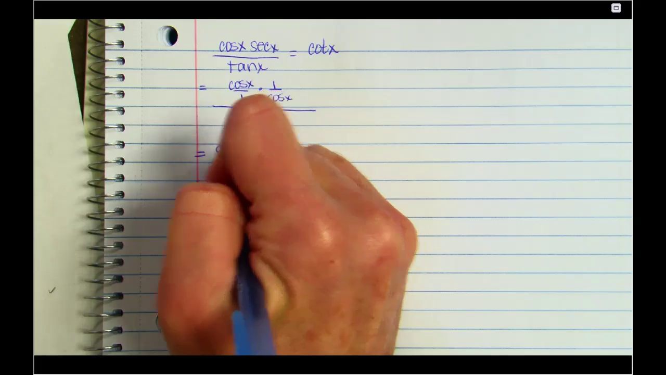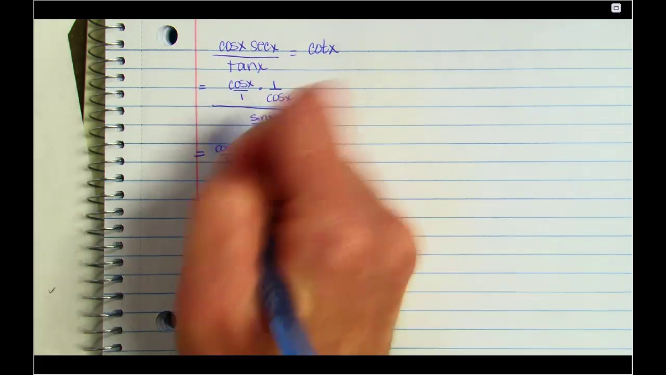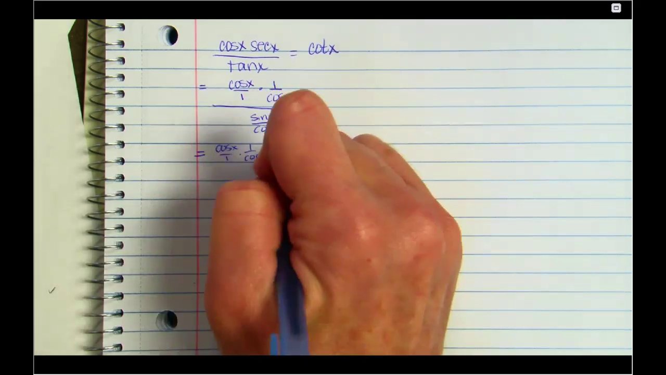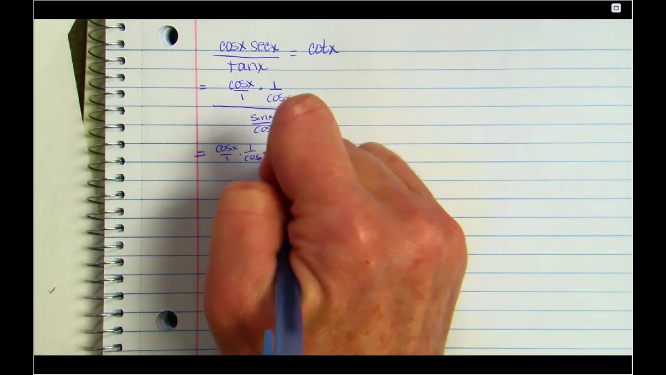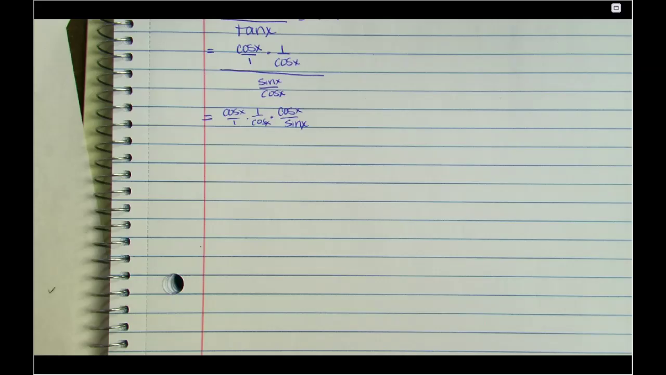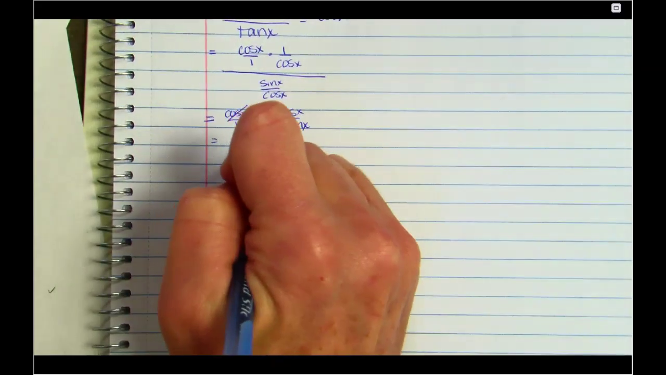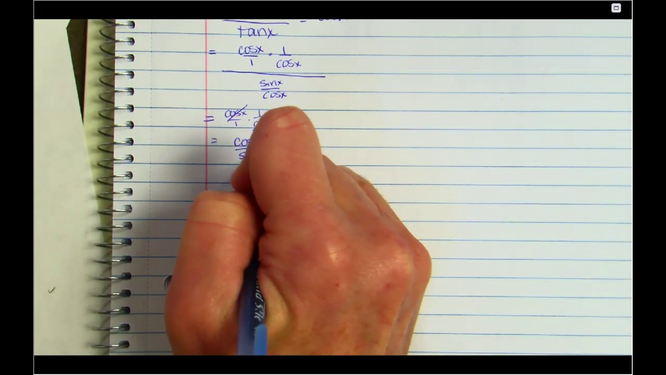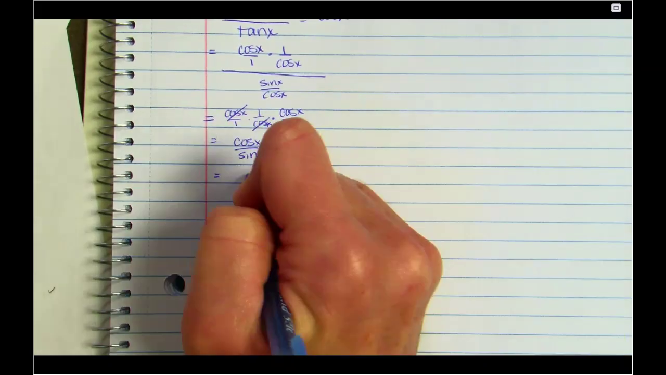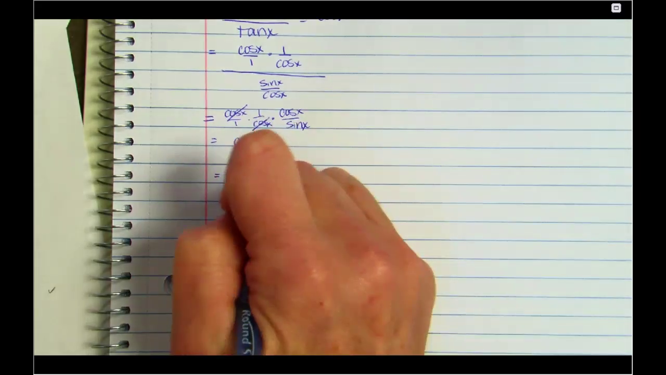There's actually, I lied, that's not the easiest way, but whatever. So this is cosine x over 1 over cosine. And if I keep the top, switch to multiplication, flip this over, it's cosine over sine. Now we have this happy thing where things cancel. So the cosines cancel. That leaves me with cosine over sine, which is what? Cosine over sine. Cotangent. Okay.